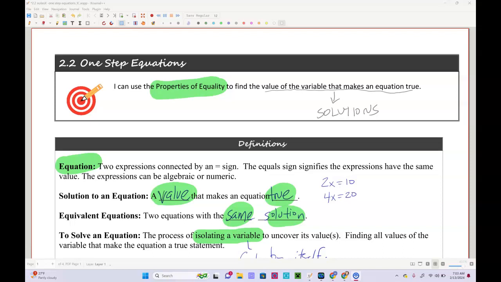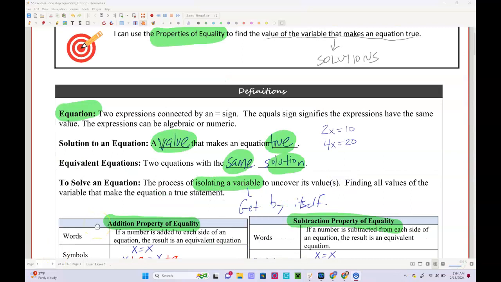On the top, you can see that our learning target is: I can use the properties of equality to find the value of the variable that makes an equation true. The value of the variable that makes any equation true is simply called a solution. And so what we'll be doing is just solving equations. A few definitions on the top that we can briefly mention.